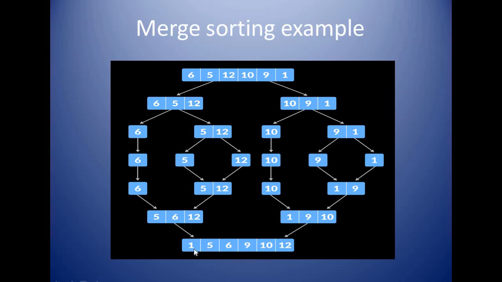So first 1 is the smallest element. Next smallest element will be 5. Next smallest elements 6, 9, 10 and 12. So this is the merge sorting. It works under modular programming. So we have to divide the elements into each column and finally we have to merge them in ascending order. That is the merge sorting. It is a very important and easy technique.